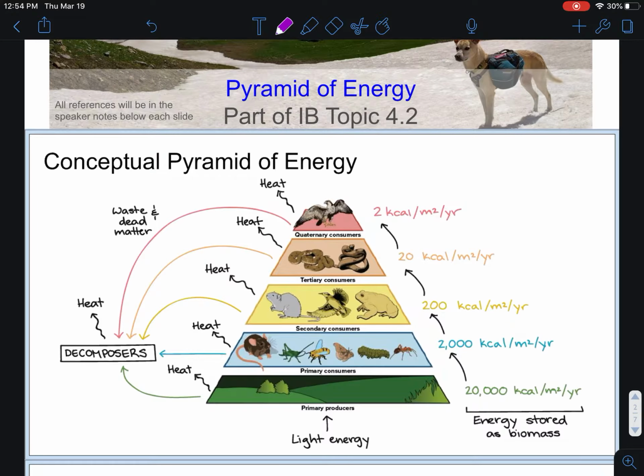That will lose some heat. When they convert the ATP into whatever form of work needed to happen, they lose even more energy as heat. They constantly lose heat energy with every transformation of energy.